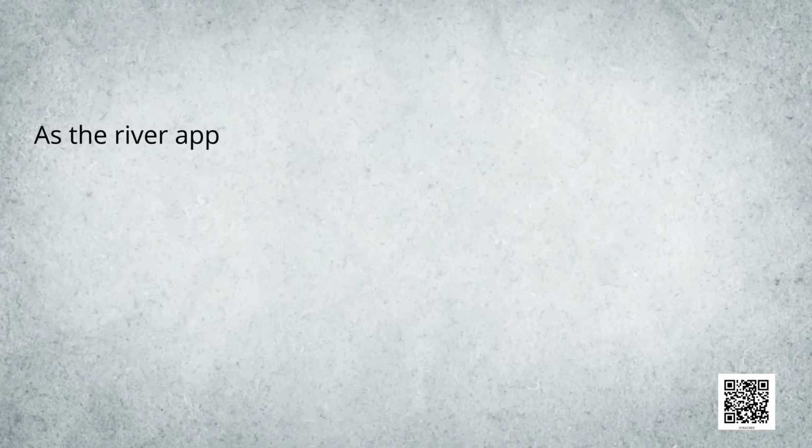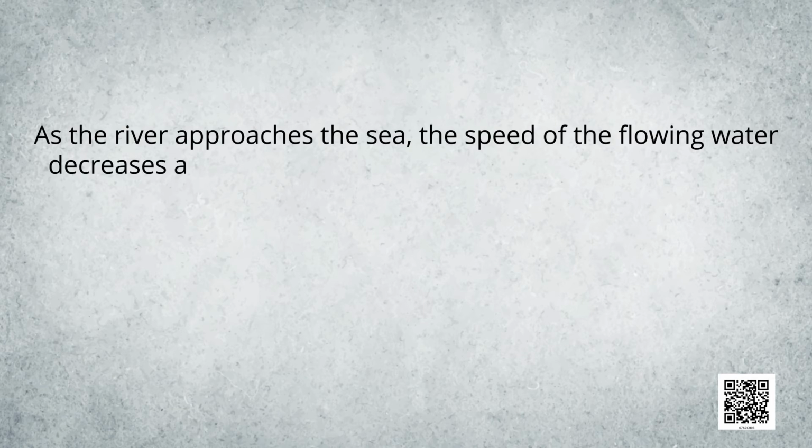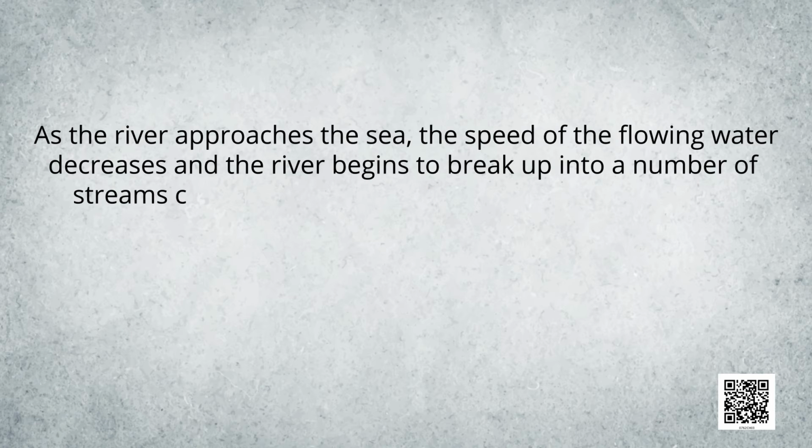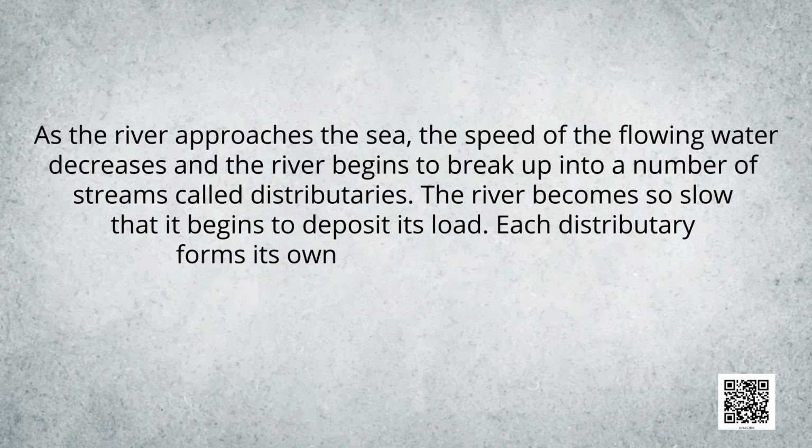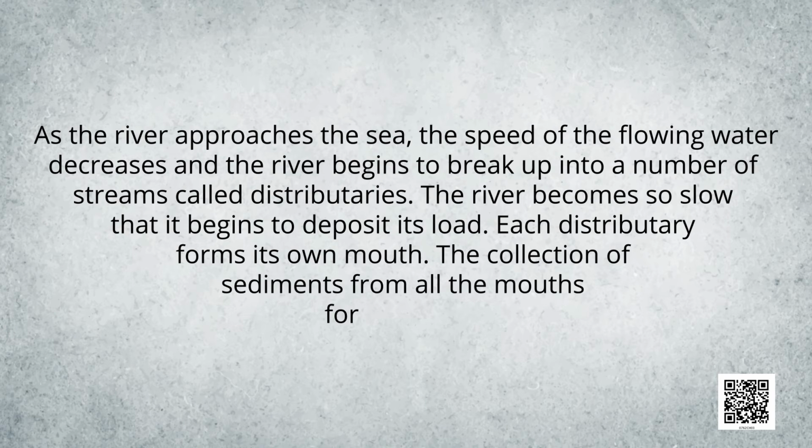As the river approaches the sea, the speed of the flowing water decreases and the river begins to break up into a number of streams called distributaries. The river becomes so slow that it begins to deposit its load. Each distributary forms its own mouth. The collection of the sediments from all the mouths forms a delta.